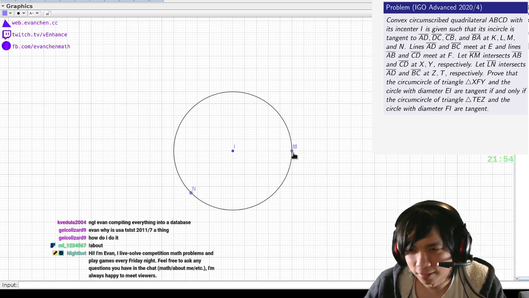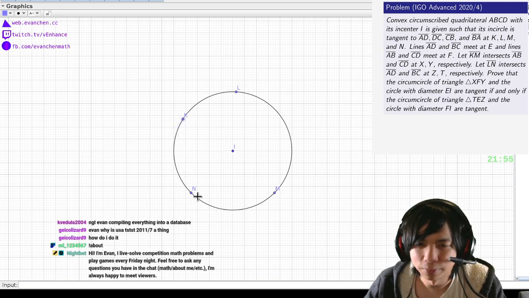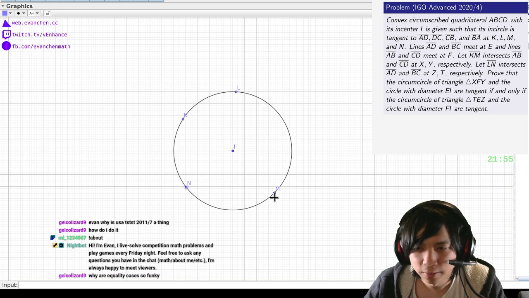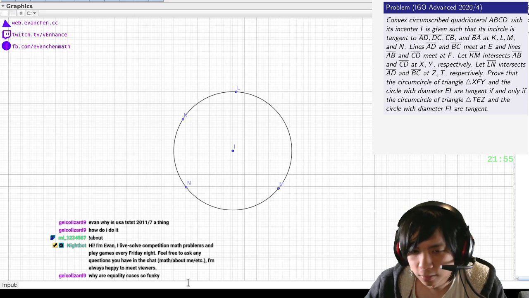So, K, L, M, N. Okay, so the lines are going to extend quite a bit, it looks like. Okay, we'll just draw it.